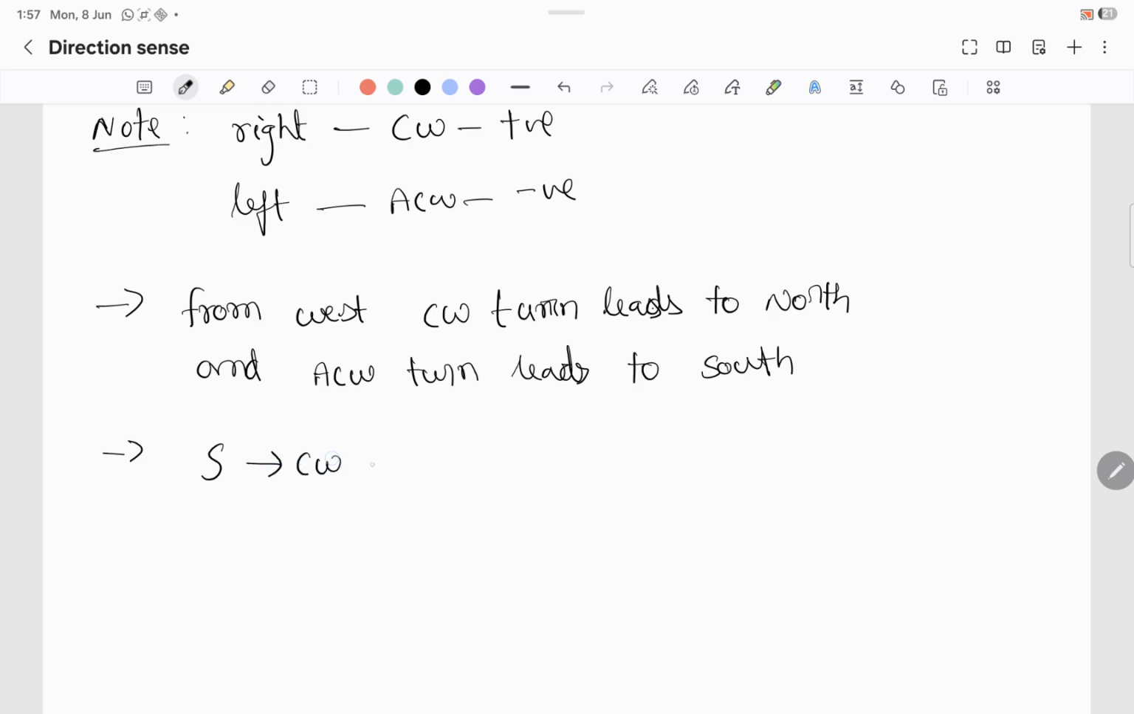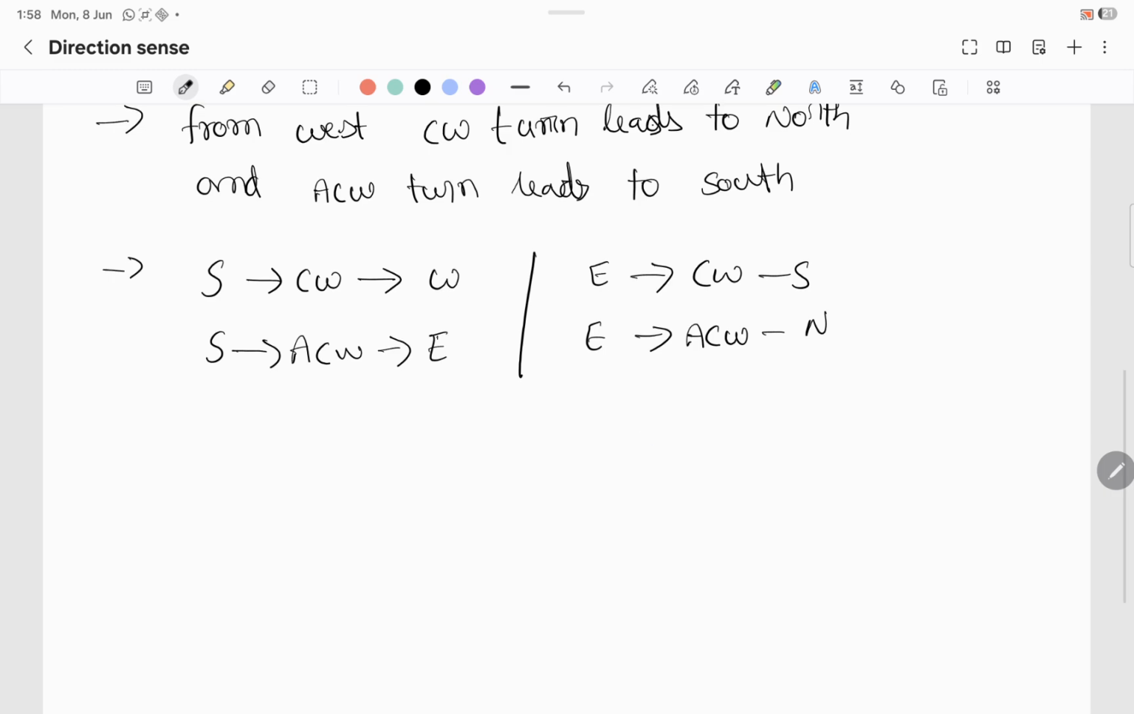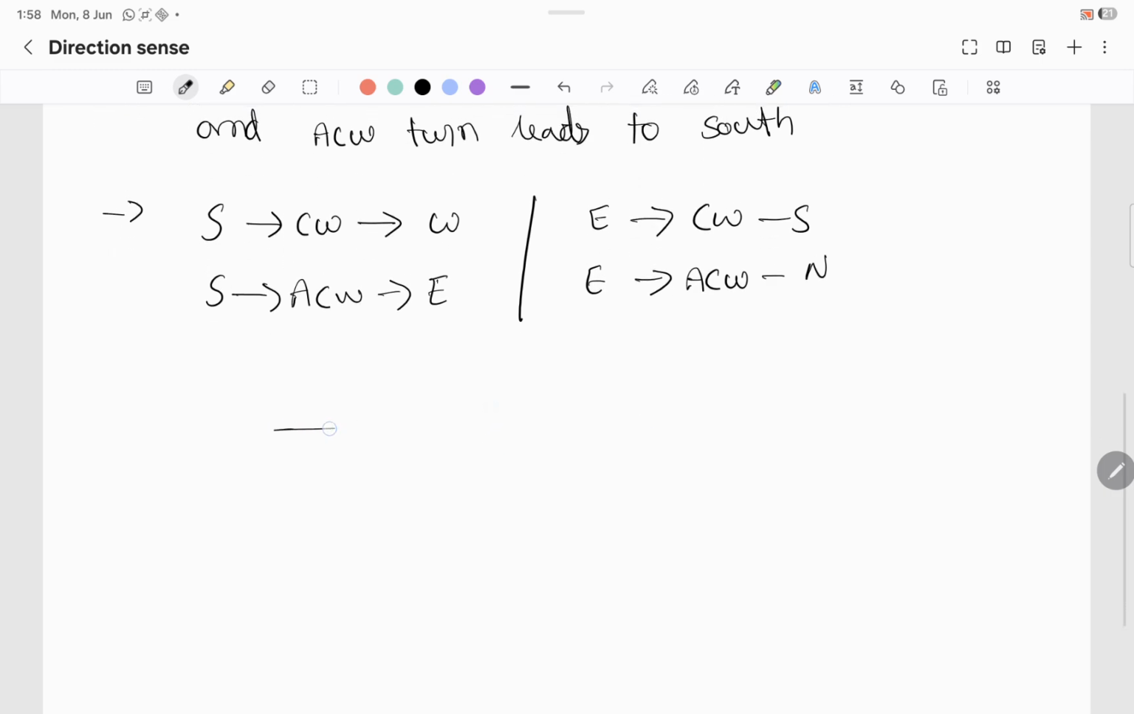So hereafter I will mention like this: from south clockwise leads to west, and from south anti-clockwise leads to east. Then from east clockwise leads to south, and from east anti-clockwise leads to north. Okay, so by this we can say that from north 90 degrees will lead to east.